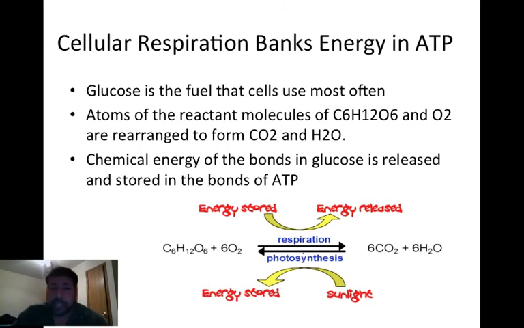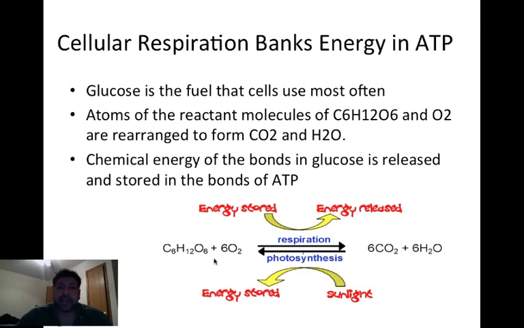So cellular respiration banks energy in the form of ATP. This is again a very simple, straightforward, but easy to understand chemical formula, if you will, of what goes on. So glucose, remember, is C6H12O6, or sugar. Sugar molecules and compounds are usually in this ratio, and glucose specifically is C6H12O6 and is the fuel that most cells use most often.